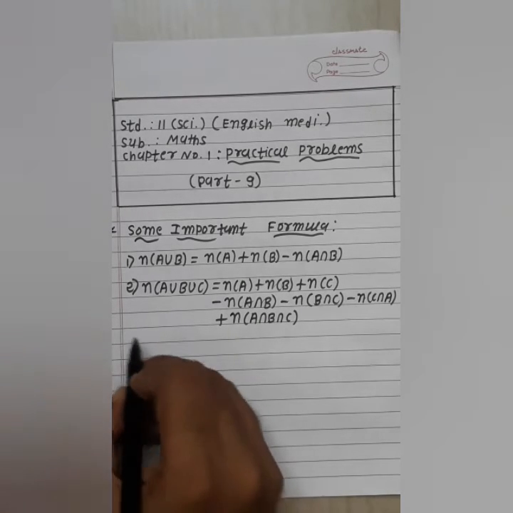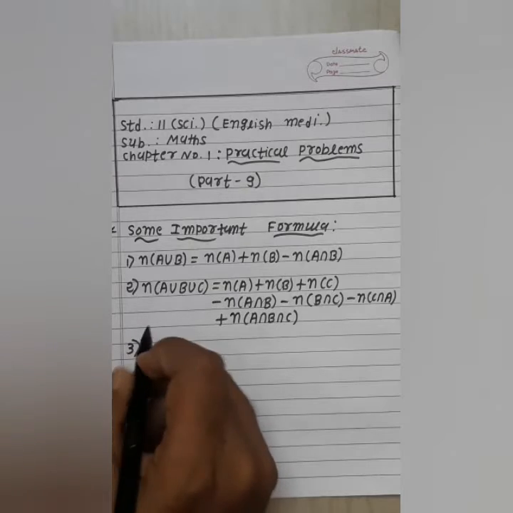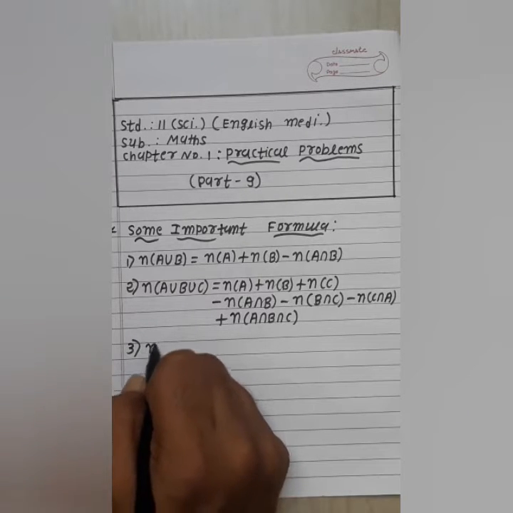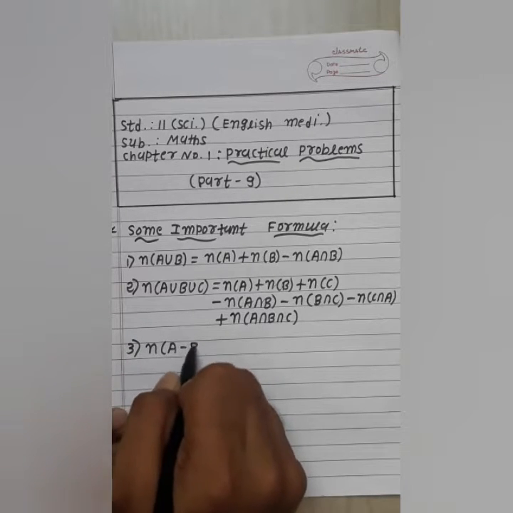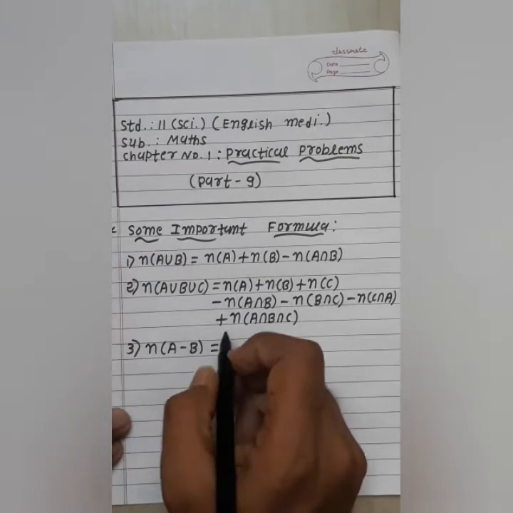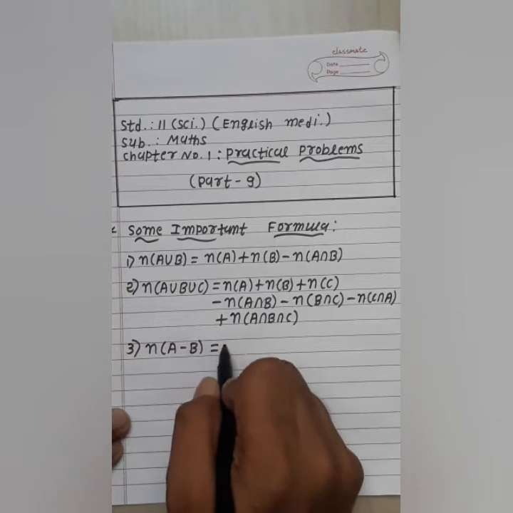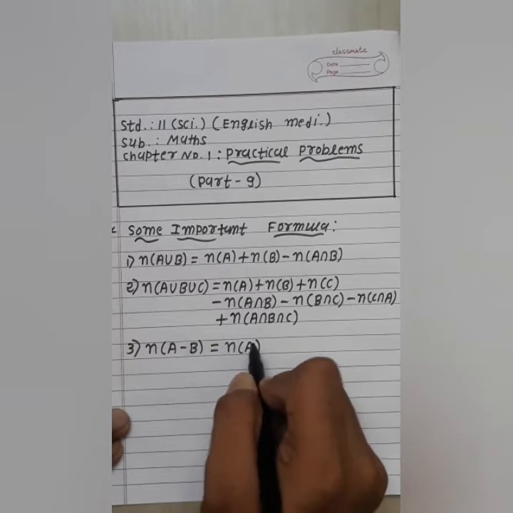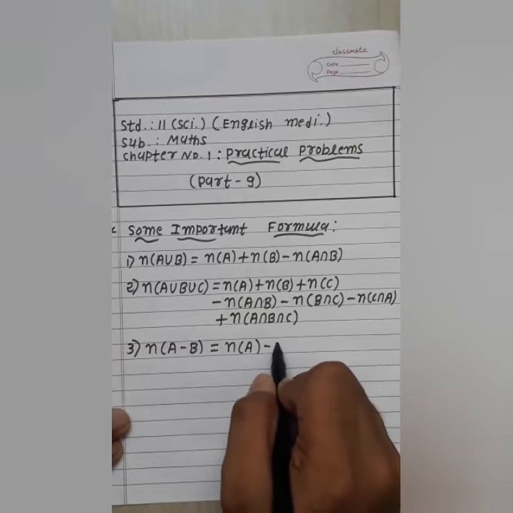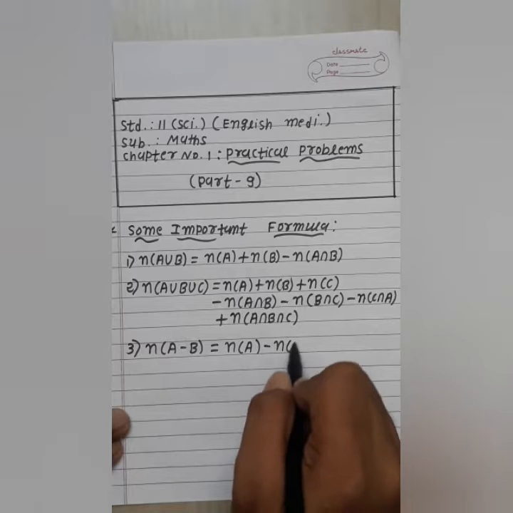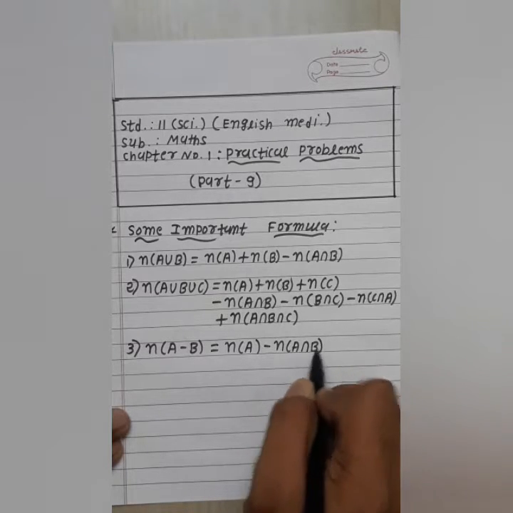Now next one, N of A minus B, otherwise N of A difference B, is equal to, we can write using the formula, N of A minus N of A intersection B.